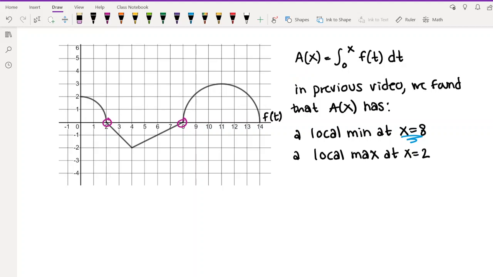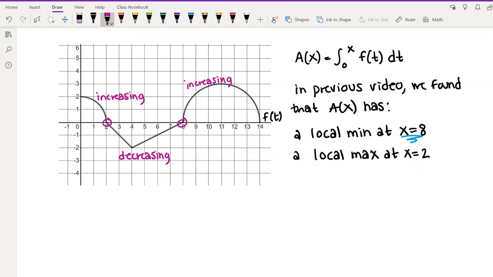And then how do you figure out whether something's a local max or min? Well, remember that when the derivative is positive, that means that the original function is increasing. And when the derivative is negative, that means that the original function is decreasing. So if your function is going from increasing to decreasing, that's going to give you a local max. And when a function goes from decreasing to increasing, that's going to give you a local min.